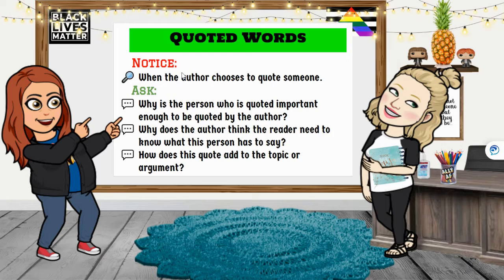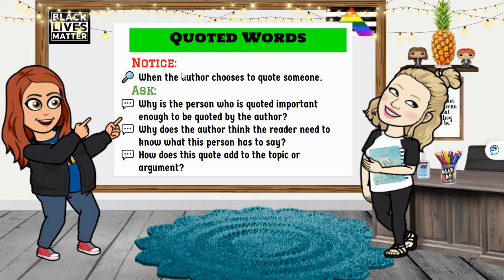So when we're looking at quoted words, these are going to be probably the easiest things for us to find because the author has already marked them for us in the text by putting them in quotation marks. So when the author chooses to quote somebody, that's what we are going to be highlighting. So as we're highlighting this quotation, what we need to be thinking about is, why is it that the author thinks that this is an important person whose ideas need to be shared?